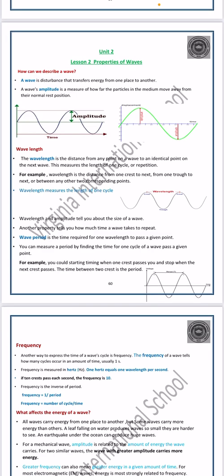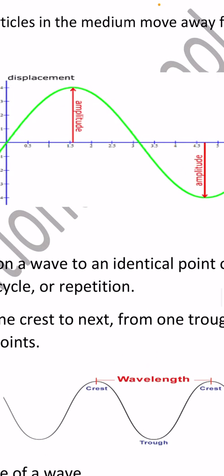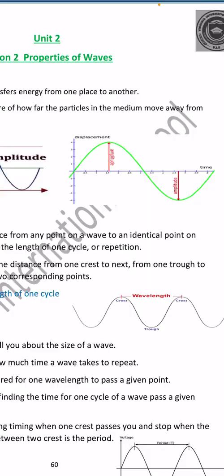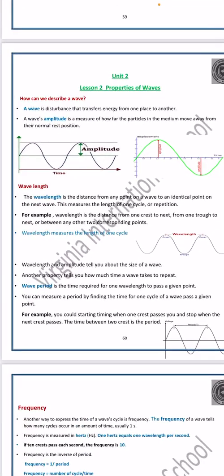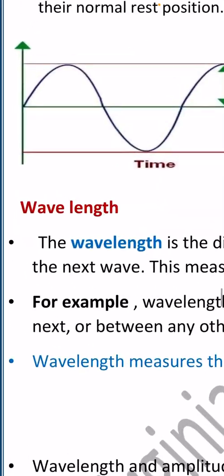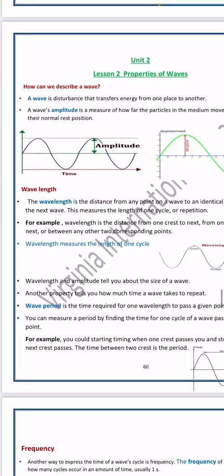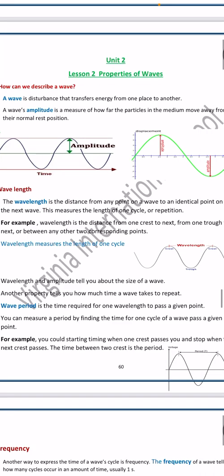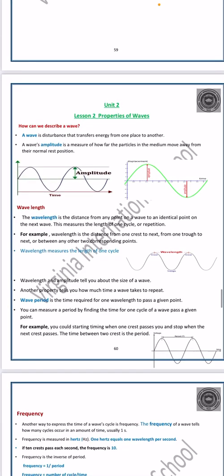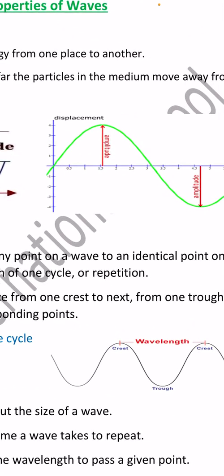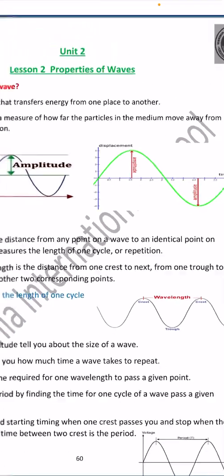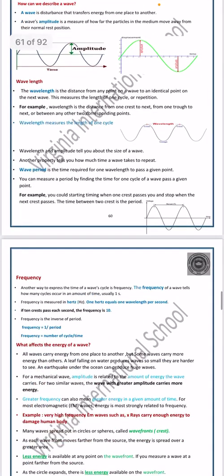So the first one is called amplitude. What's amplitude? It's just the red arrow here. It's measuring how far the particles move from their original position. This is the rest, the original position of the wave. So I will take a line from this start point until the farthest point. How far the particles move in the medium is the amplitude, and you can get it through this red arrow. This is the amplitude.